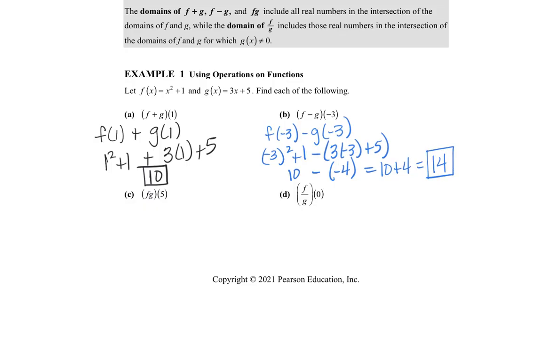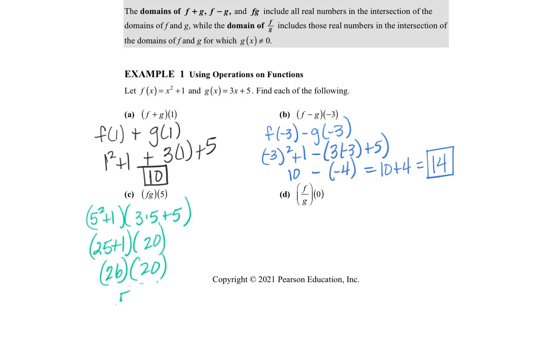Multiply them, so now we've got 5 squared plus 1 times 3 times 5 plus 5. So this is 25 plus 1, which is 26. And this is 15 plus 5, which is 20. 26 times 20 is 520.